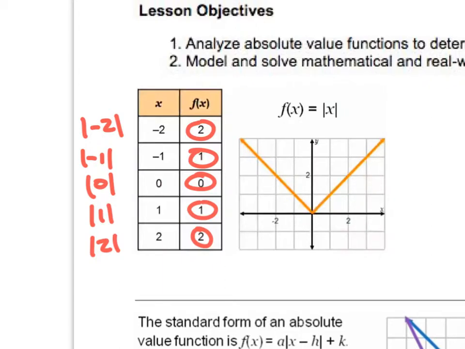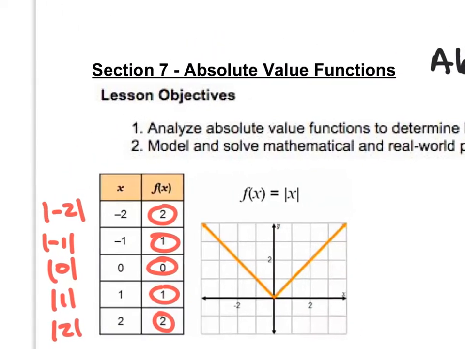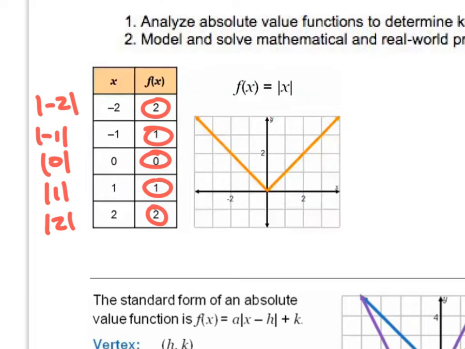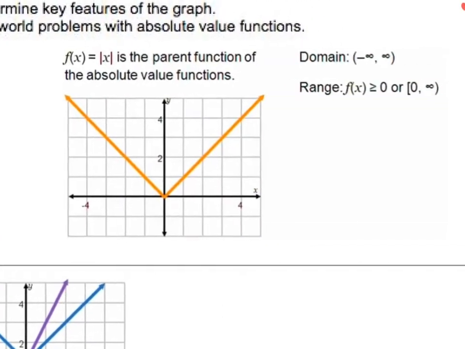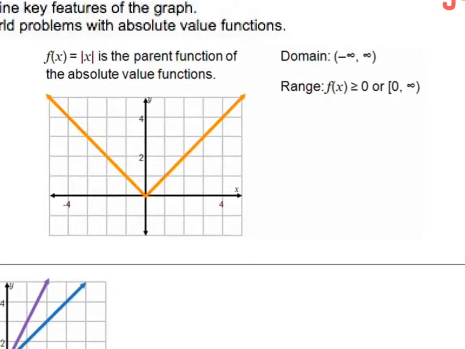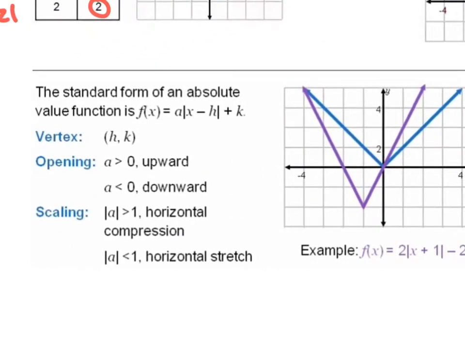So what we want to do is talk about graphing these. How do we shift them? How do we move them around? How do we make them steep? How do we make them thin? All that kind of stuff. What we do know about the absolute value function is that for the domain, you can plug in any x value, but the range, the y values, are greater than or equal to 0.